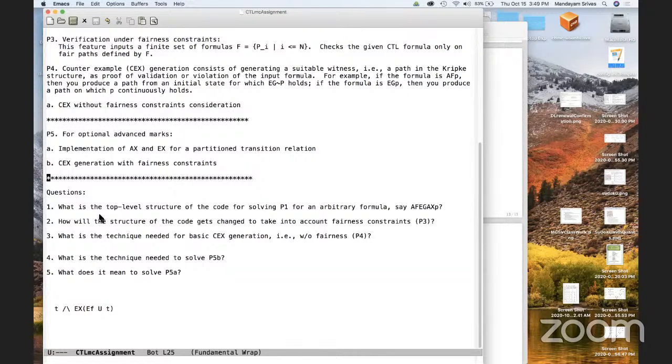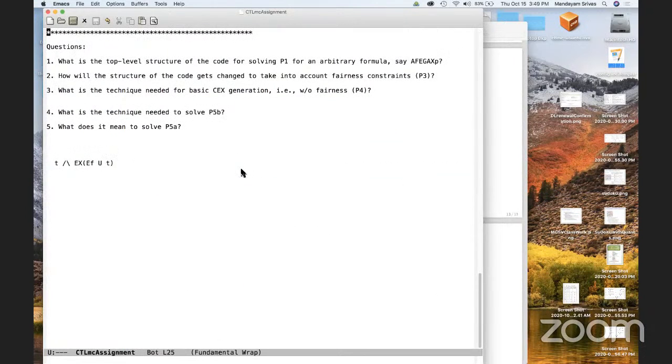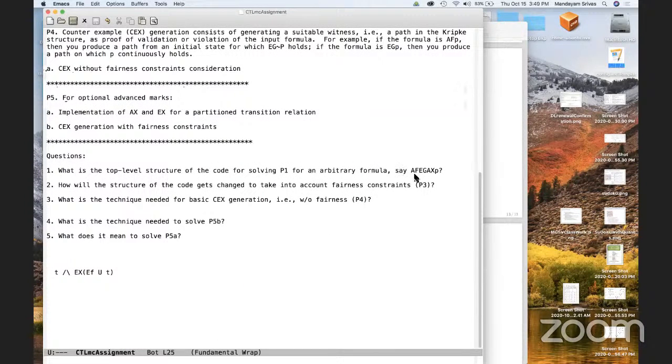So the main question is, what is the top level structure of the code for solving problem P1? Suppose you had something like this. Your input can be a nested sequence of CTL operators. This is AF of EG of AX, ending with some atomic formula. This is the kind of input that you will be handling. Yes, you have to read in these kinds of things.